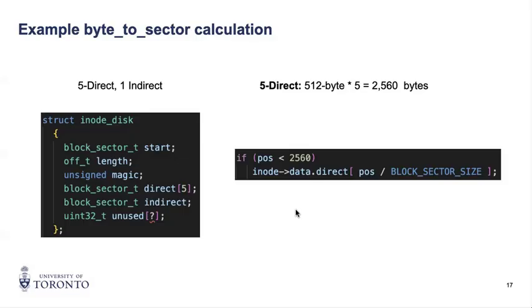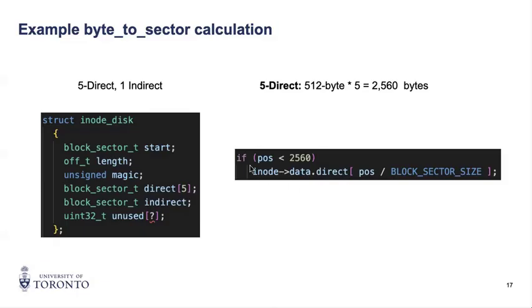It's easy to know which sector a piece of data belongs to if it's in the direct blocks. If it's within the direct block storage space, which here is 2,560 bytes, 512 times 8, times 5, then just return which 512-byte sector it is in. So we just divide the position by the block sector size, and whichever one it lies in, we return that particular direct block.